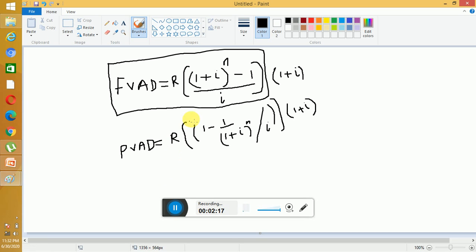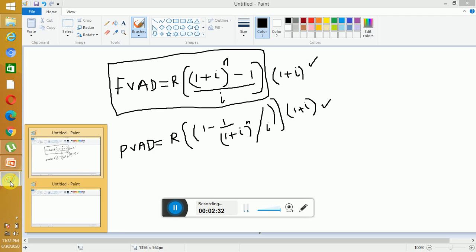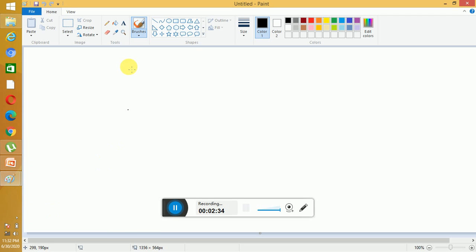Now you will think about why we are adding this factor 1 plus I here and 1 plus I here. So you know about what is annuity due and what is ordinary annuity.